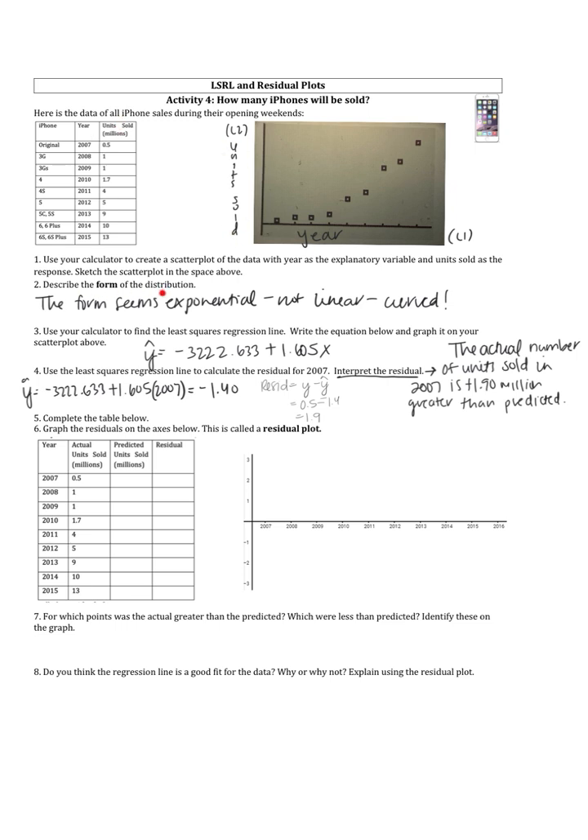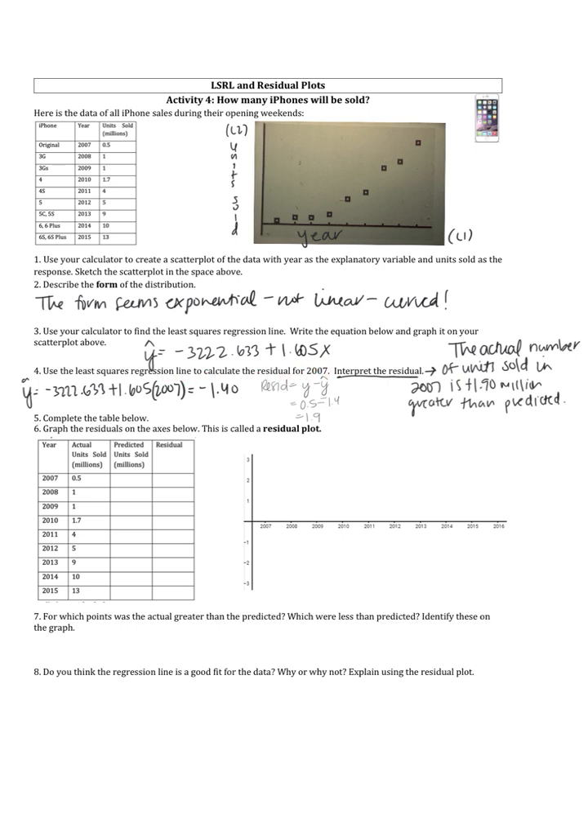It said describe the form of the distribution. Remember when we talked about form, we said linear or nonlinear. This does not look linear to me. It looks like something possibly exponential, but there's definitely curvature occurring. I ran the linear regression and got the equation y hat, don't forget the hat, that means predicted, equals negative 3,222.63 plus 1.605x.